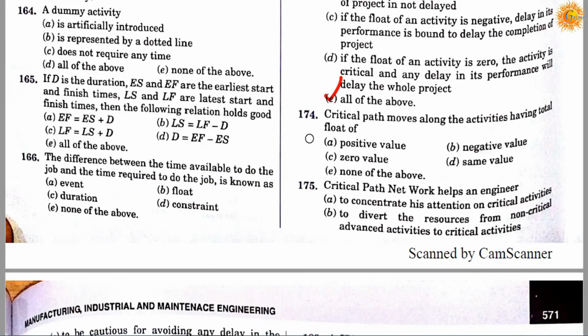Question number 174. Critical path moves along the activities having total float of: option A, positive value; option B, negative value; option C, 0 value; option D, the same value; option E, none of the above. So correct answer is C. Critical path moves along the activities having total float of 0 value.